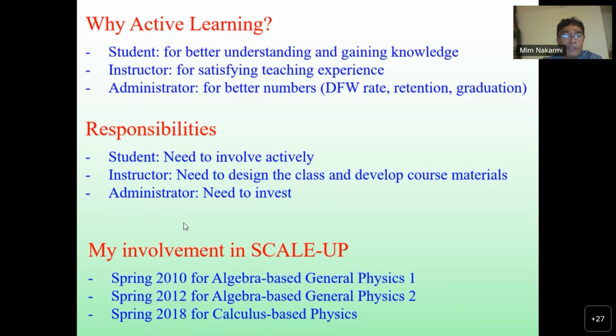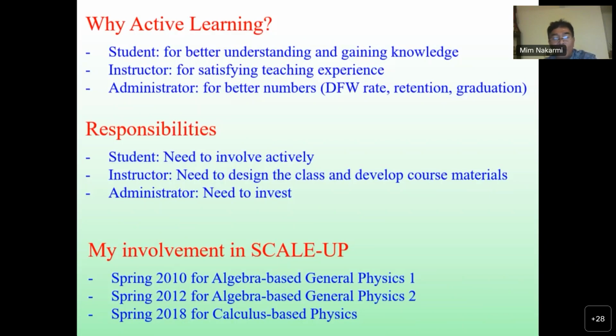I was involved in scale-up from spring 2010, and I started with algebra-based General Physics 1. Even the first time we started that, I designed lots of course material because it involves hands-on activities, different kinds of lab activities, group cooperative problem solving, collaborative work, quick feedback quizzes, lots of stuff.